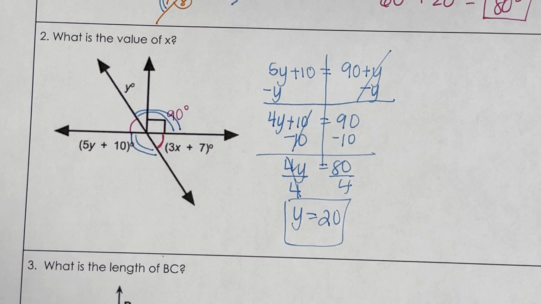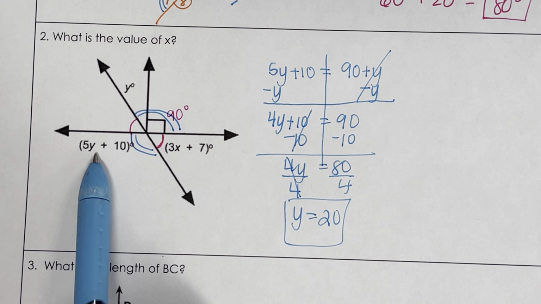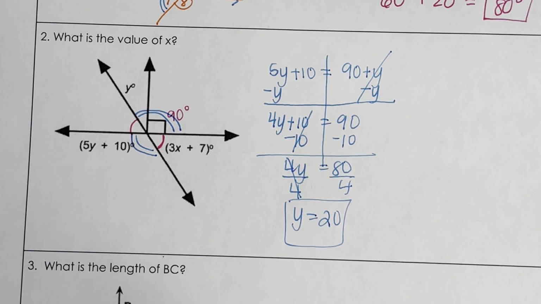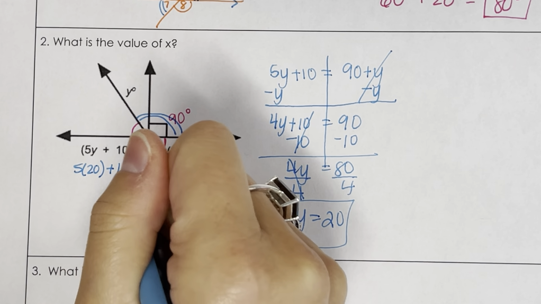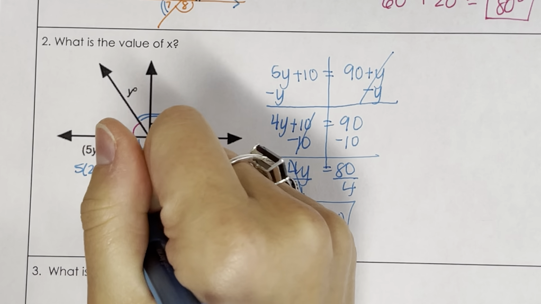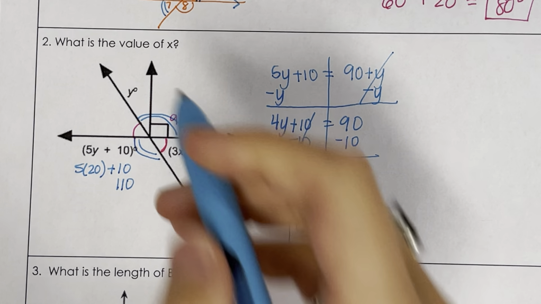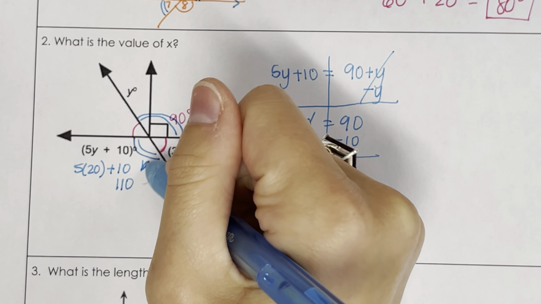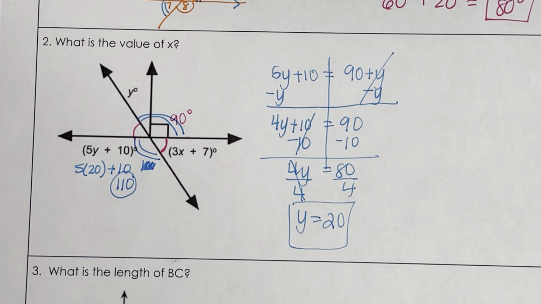Now that's great, but I'm trying to figure out what x is. So what I'm going to do is plug in 20 over here. 20 times 5 gives me 100. 100 plus 10 is 110. Okay, so I've got a couple different ways that I can go about this. I know this blue angle here is 110 degrees. That means this whole angle here is also 110 degrees.